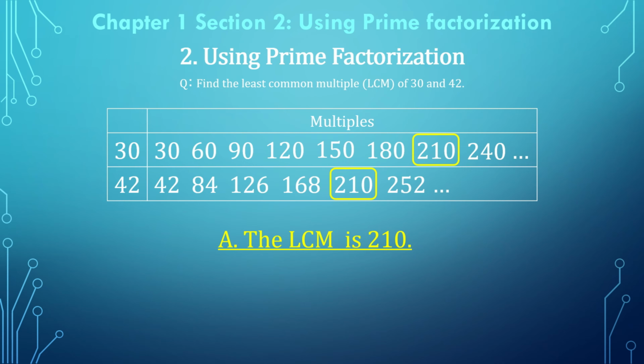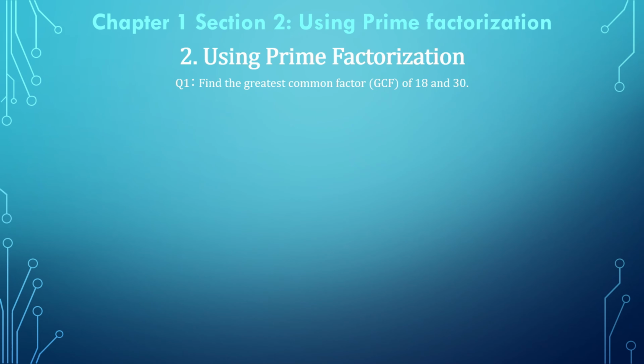This is a simple and easy method, but it has one shortcoming. You don't know how many multiples you should get until you find the LCM. So, for finding the GCF and LCM much more efficiently, you can now take advantage of prime factorization. The process is simple. For the GCF, you first prime factorize the numbers.